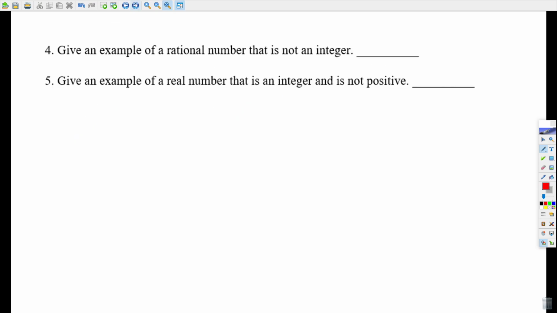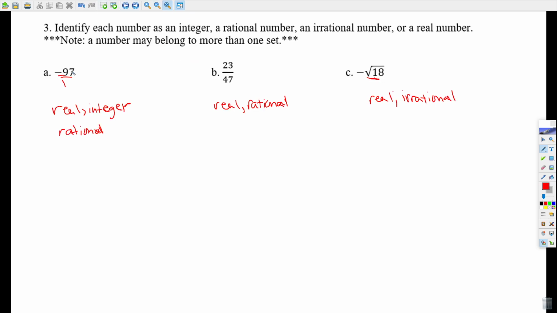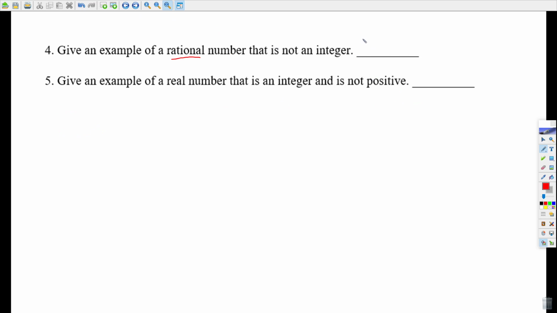How about number 4? Give an example of a rational number that is not an integer. Well, we just actually talked about one like that. A rational number that's not an integer is a fraction. So it's not like this, it'd be something like this. This is not an integer. So it'd be like 4/7. That's rational, not an integer.